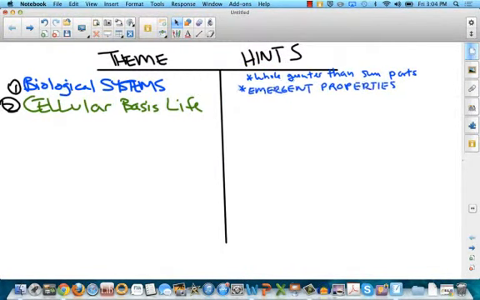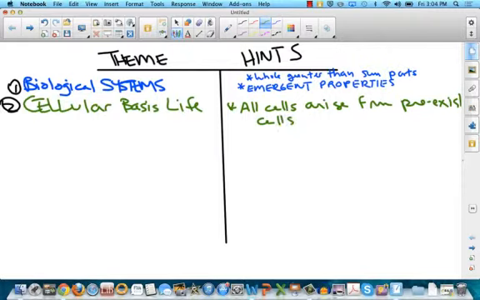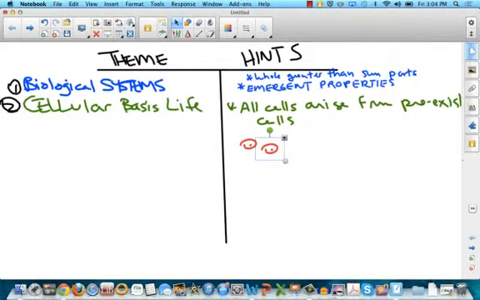Okay, so we've got biological systems and we've got the cellular basis of life, and the hint for this is that all cells arise from pre-existing cells. That's important. That means that if I have a cell, it can reproduce to form another cell.